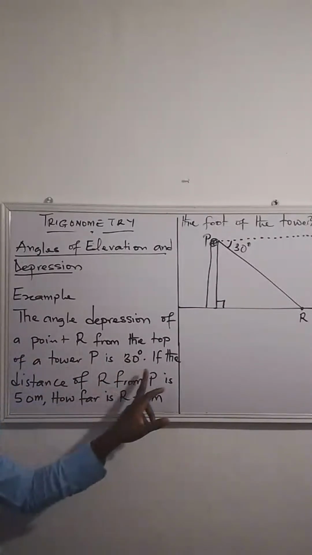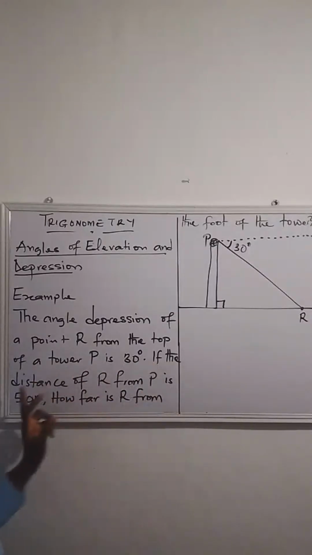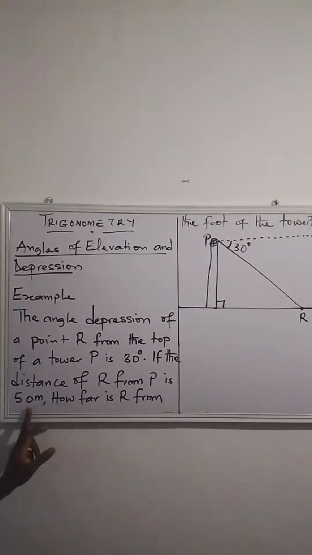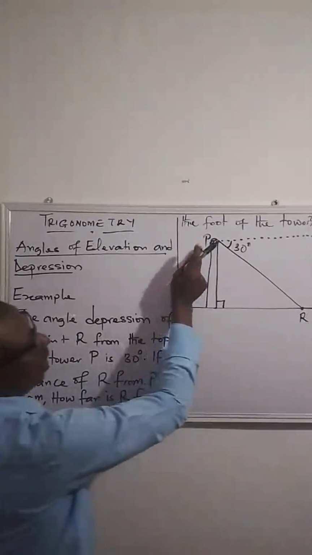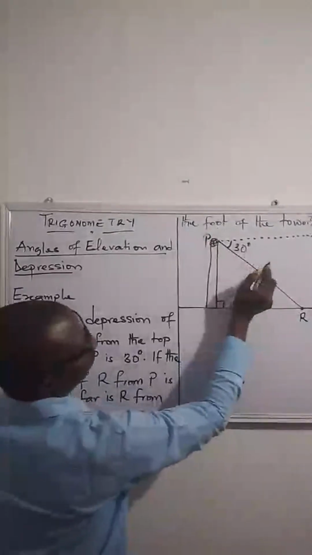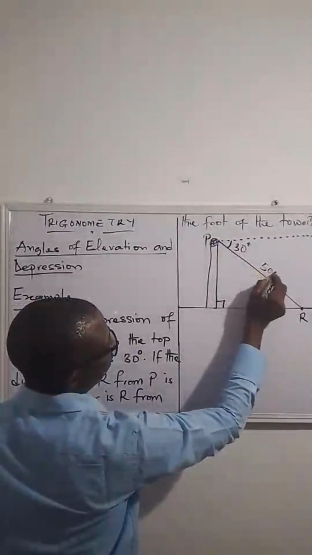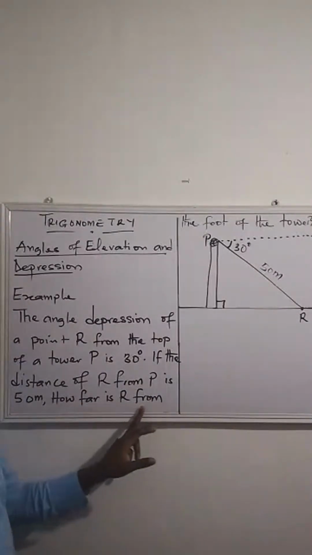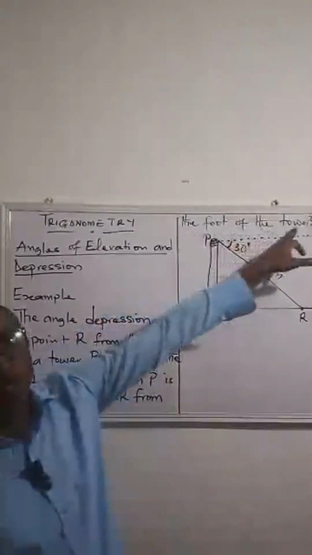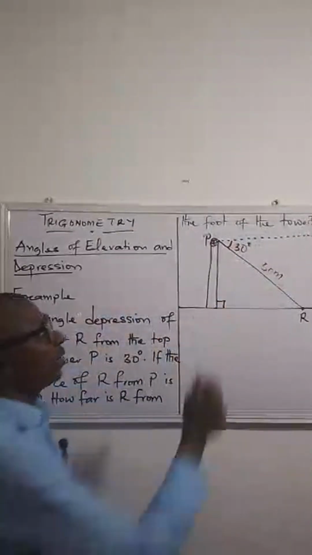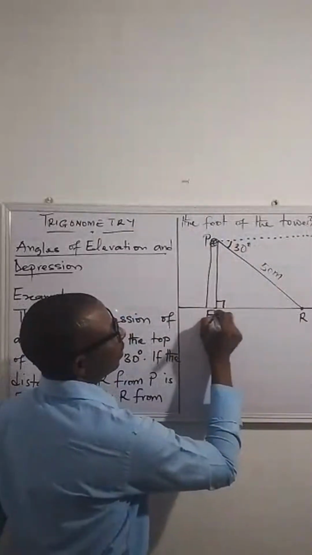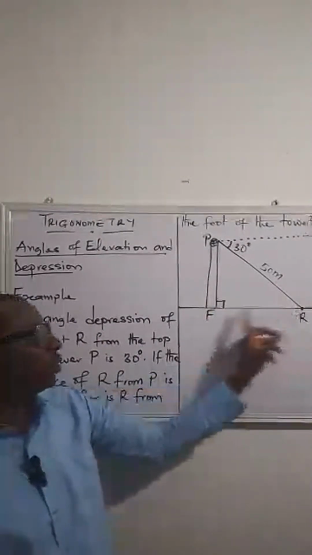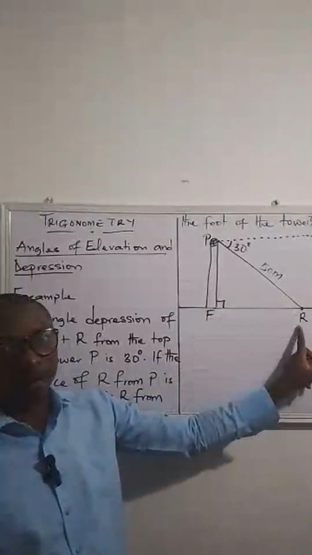All right. Now the question goes further and says, if the distance of R from P is 50 meters. So this is 50 meters. Now, how far is R from the foot of the tower? This is the tower, and this is the foot of the tower. Let's represent it with F. So we want to know the distance FR.